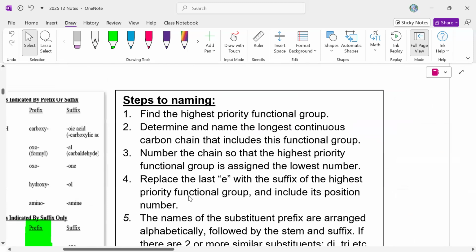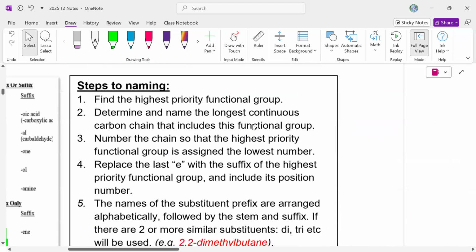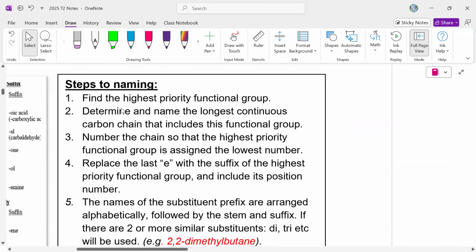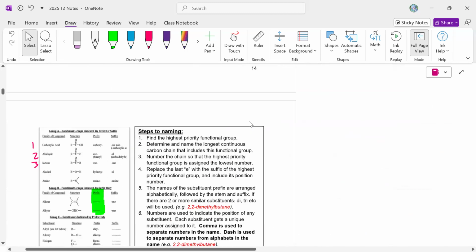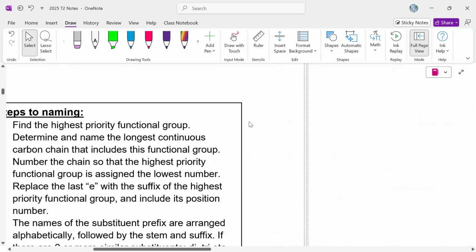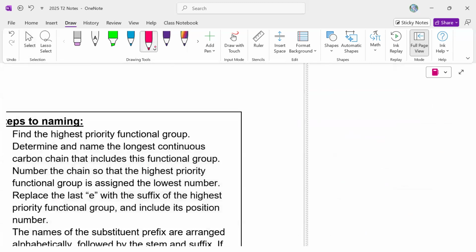Okay, so we'll try. First step, find the highest priority functional group. Then determine the longest continuous chain that includes the functional group. I need a drawing. Let me include a drawing, then you can understand what I'm talking about. Let me draw something.